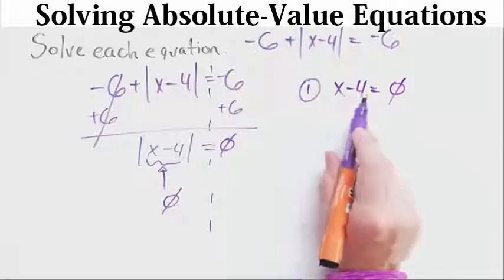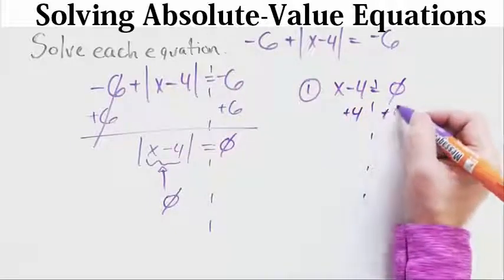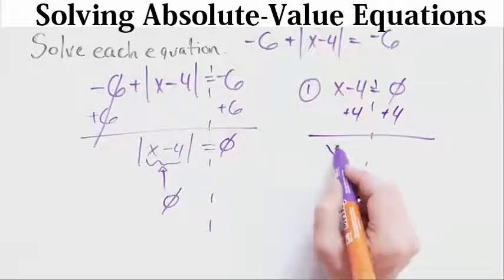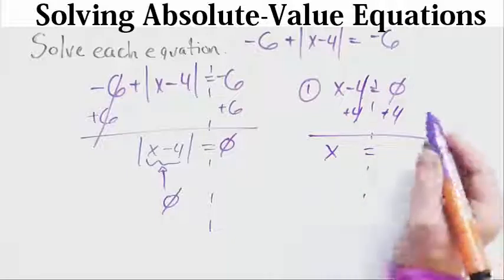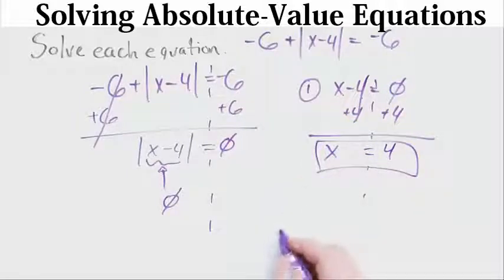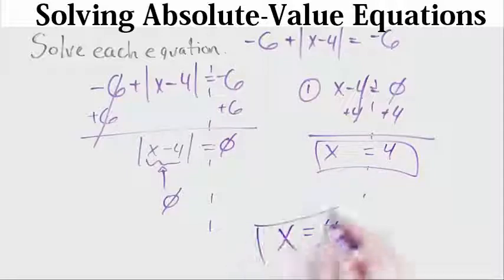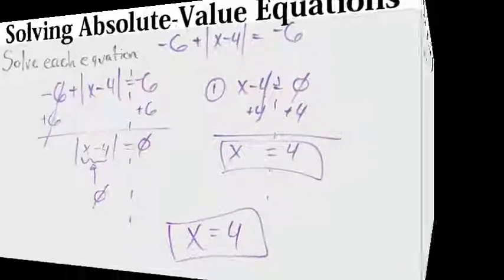So what is x? I want to move the negative 4. To move a negative 4, you pair it with a positive 4. I still have my x value. Negative 4 plus 4 turns to 0, so it zeroes out. 0 plus 4 is a positive 4. So you only have one answer, and your answer is x equals 4 is the only way that this statement will be true. And you're done.